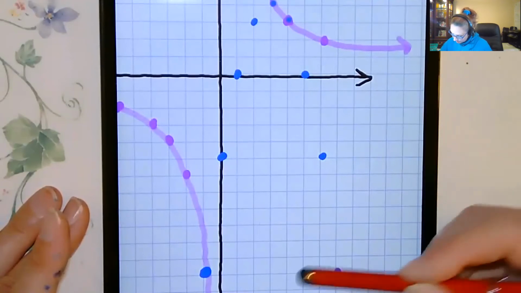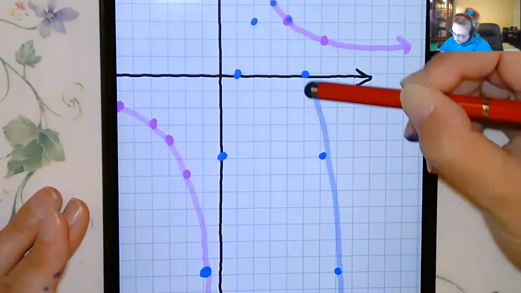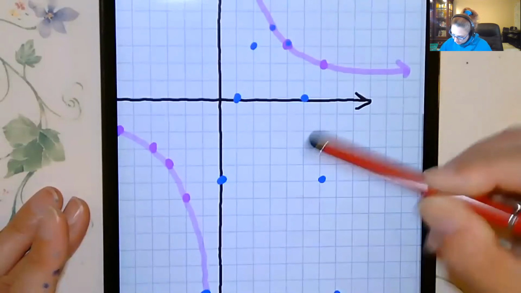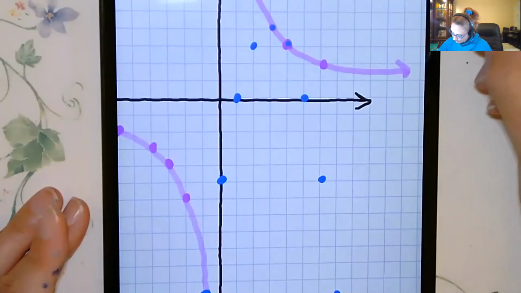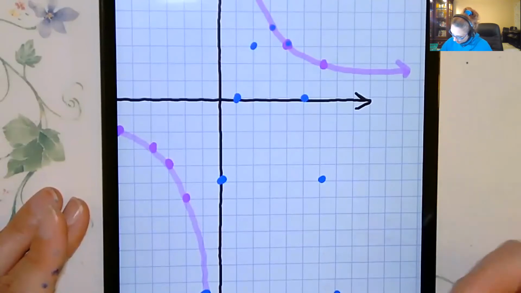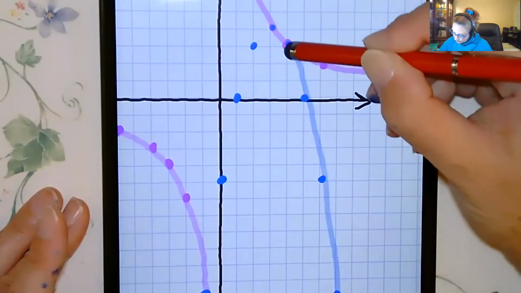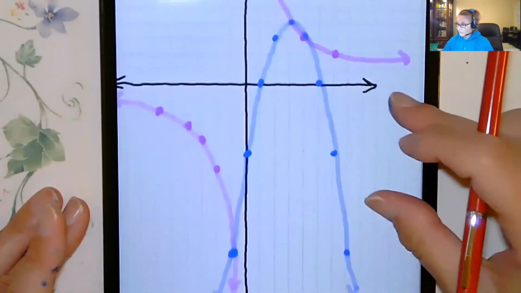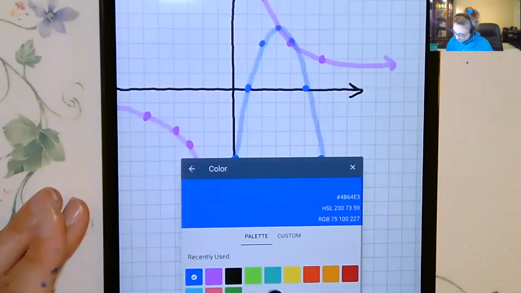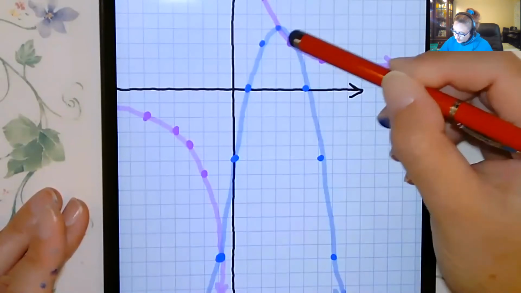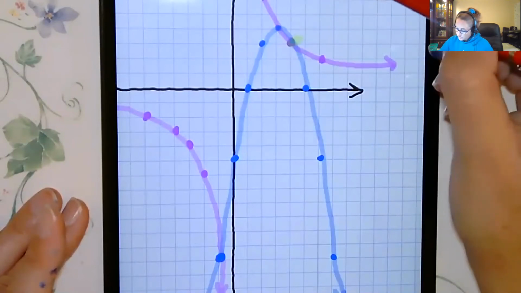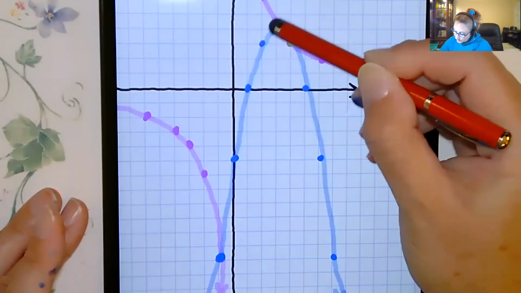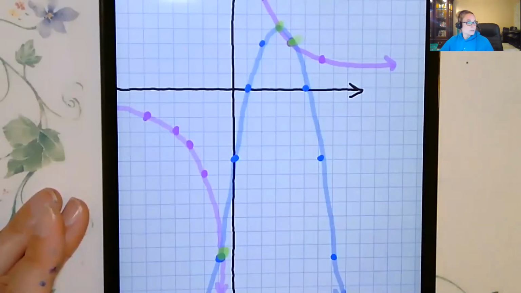So let me just connect it. So here's my parabola. Here it crosses once, twice, and 3 times. So I have it cross 3 times. So the 3 places that it crosses: it crosses here, it crosses here, it crosses here. These are the 3 places that it crosses.